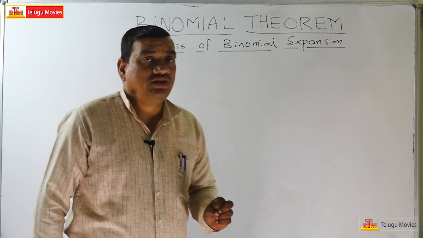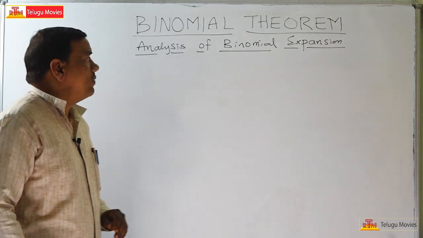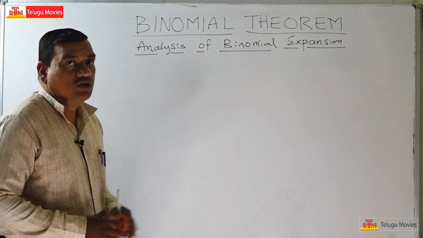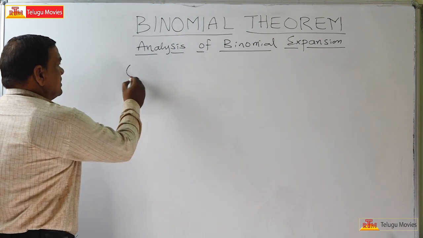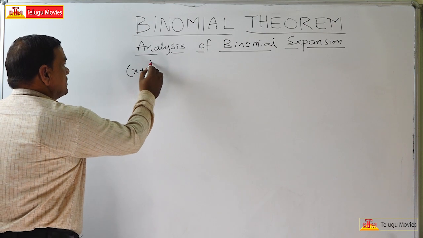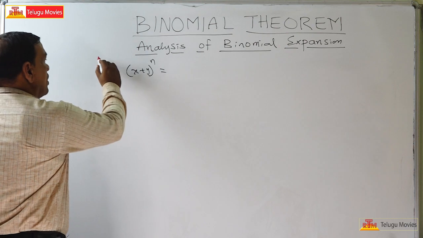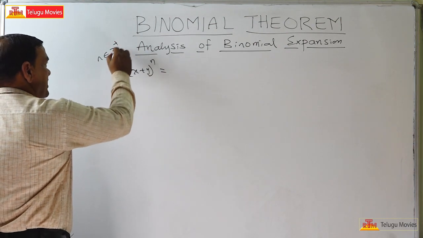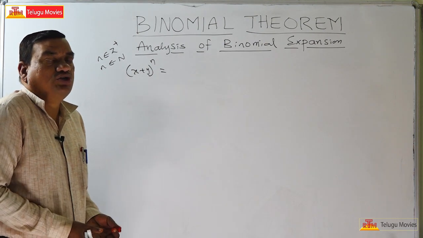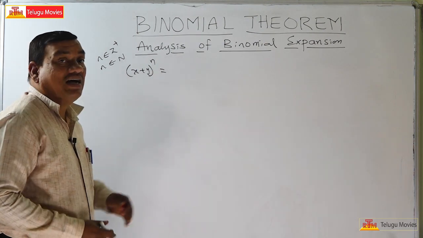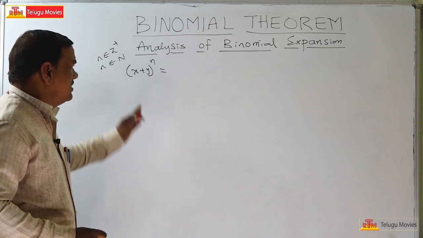So in today's class, I am going to explain the analysis of binomial expansion. Okay. So what is analysis of binomial expansion? Let us see. First, let us see the expansion of (x plus y) whole power n, where n belongs to N, a natural number or positive integer. Positive integer means natural number. That means n is equal to 1, 2, 3, 4, 5, 6 like that. Okay, now let us see that expansion.